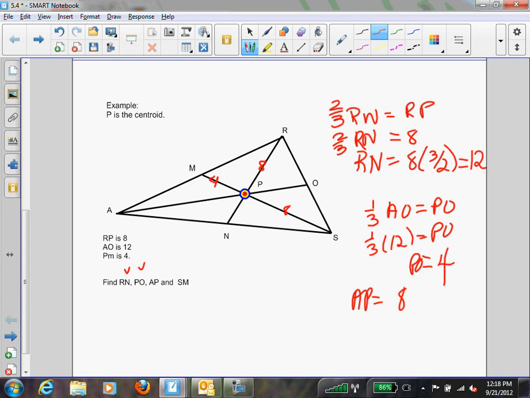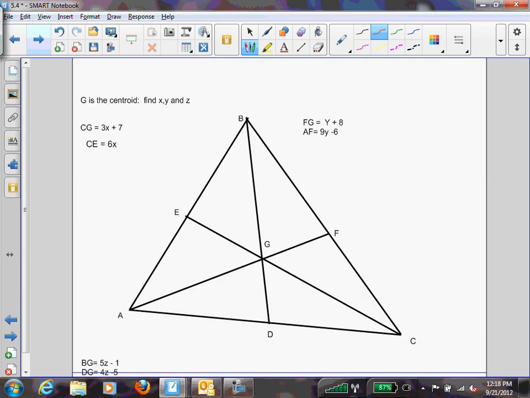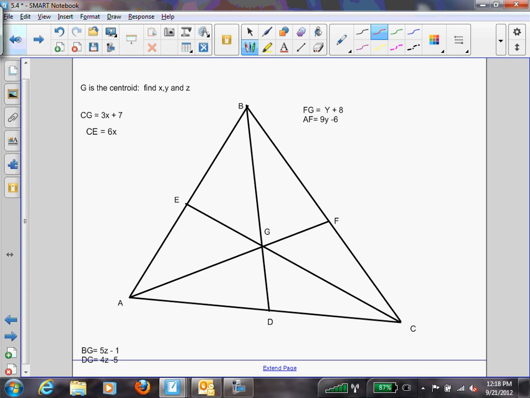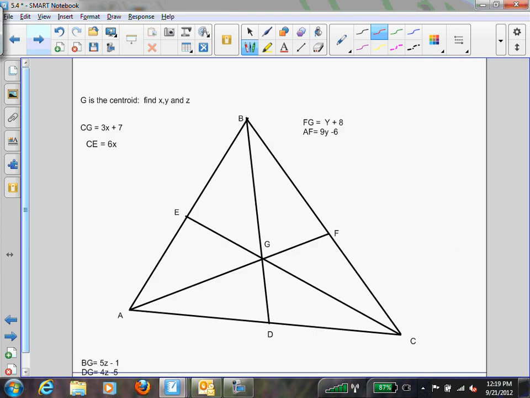Now this doesn't always work out nicely like this, okay? But SM is 12, right? Okay? All right, so we're going to do this with some algebra. We knew that this was 4. We were given that. So that meant this had to be 8 because it's a 2 to 1 relationship. So to add them together, 8 and 4 is 12. Okay, let's do some algebra here.